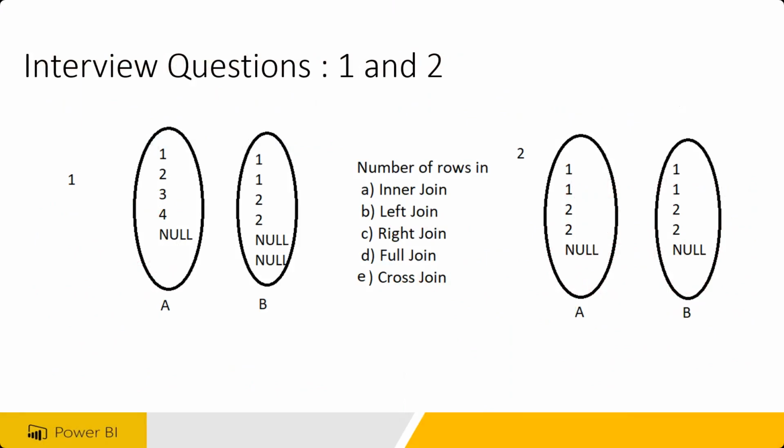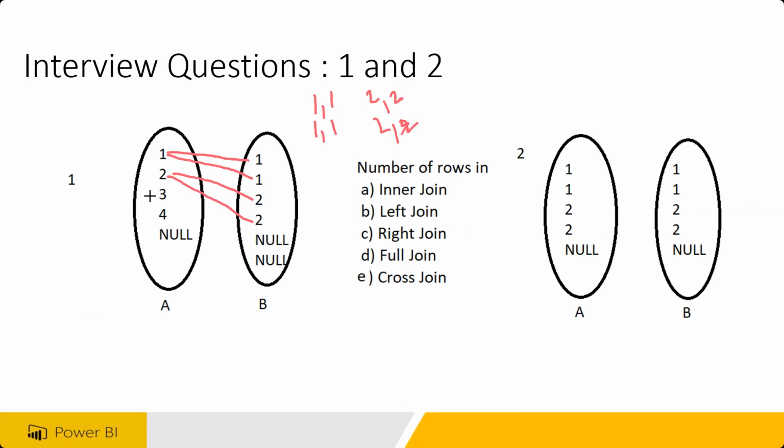So let me identify the matched data or matching rows. How to identify? We have 1 and 1 is matching. This is one combination, 1 comma 1. So this 1 and 1 is going to be matching. This is one more combination, and you will have 2 comma 2. This is one more combination, 2 comma 2, and this 2 and this 2 will be matching. So this is the second combination, right?